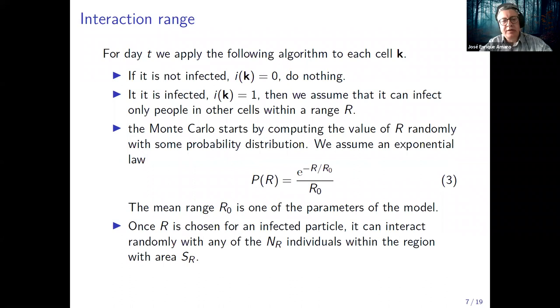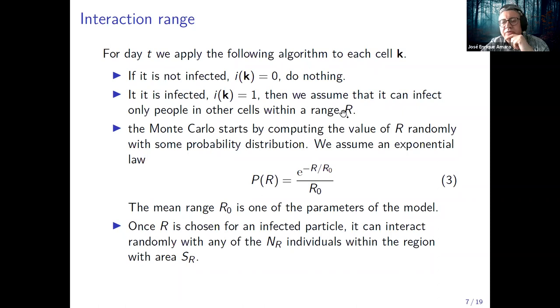Then for each day T, we apply the following algorithm to each cell K. So we make a loop over all the cells, and for each cell K, we just see if it is infected or not. If it is not infected, that is I of K is zero, we do nothing, so we pass to the following cell. But if it is infected, I of K equal one, then we assume that it can infect only people in other cells within a range R.